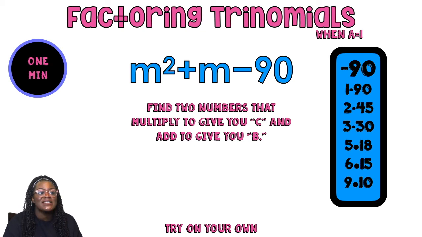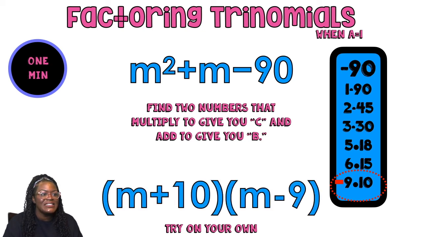I need to get a positive 1. 1 and 90, 2, 45, 3, 30, 5, 18, 6, 15. None of those is going to give me a 1. But if I take this 9 plus this 10, I get 19. But if I take this 9 minus this 10, I will get a negative 1. So maybe I'll switch the signs and I'll make the 9 negative. So 10 minus 9, and that would definitely give me a positive 1. Yay, me! Okay, good.